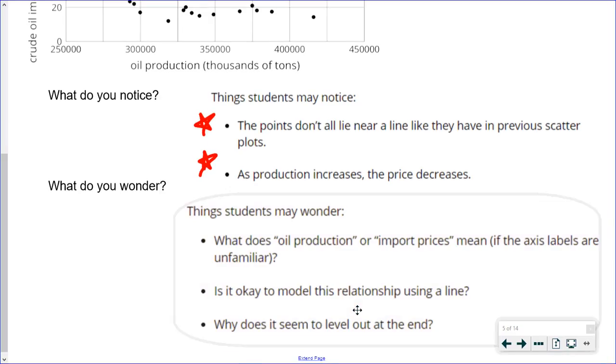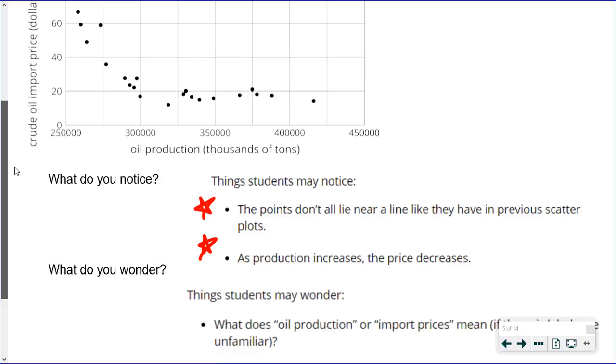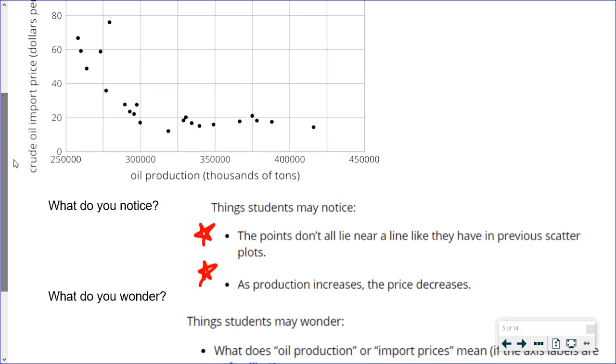Some wonders that I had were, what does oil production or import prices mean? If these axis labels are unfamiliar to you. Is it okay to model this relationship using a line? And why does it seem to level out at the end? So I'm going to scroll back up to see that. So if you notice right here, we're referring to that area leveling out.